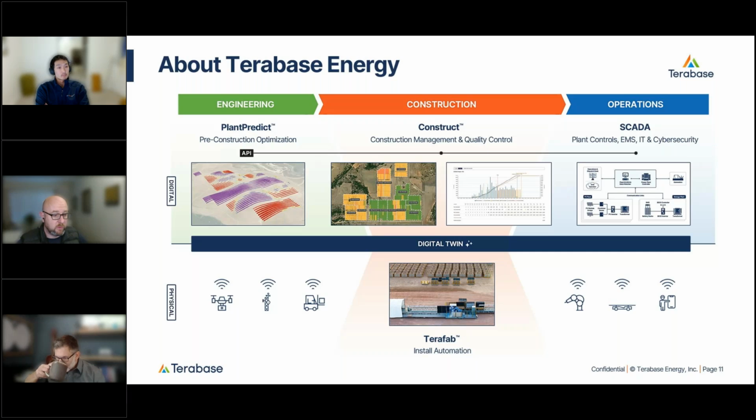For the physical world, we've built an install automation solution called TerraFab, where we bring a mobile factory to your project site, complete with an assembly line and rovers to automate the module to torque tube to pile assembly. We've installed more than 40 megawatts to date, and we'll be scaling up to hundreds of megawatts in 2025. Finally, we have our plant controls team that provides a full set of SCADA and power plant control services, including hybrid control systems.